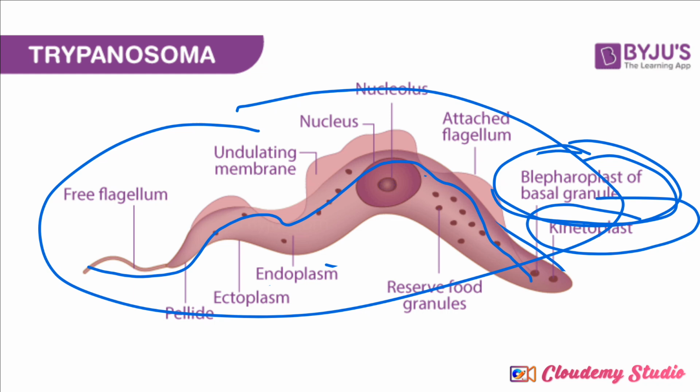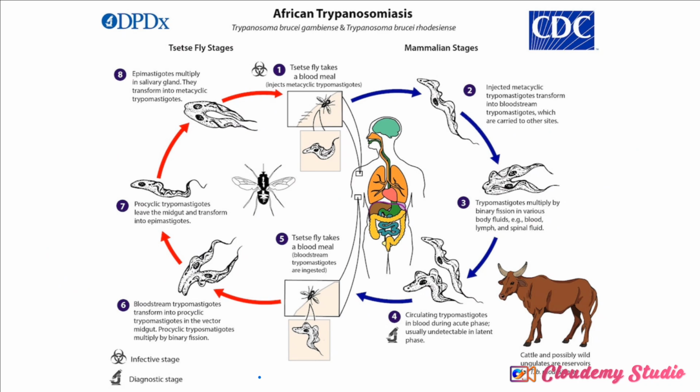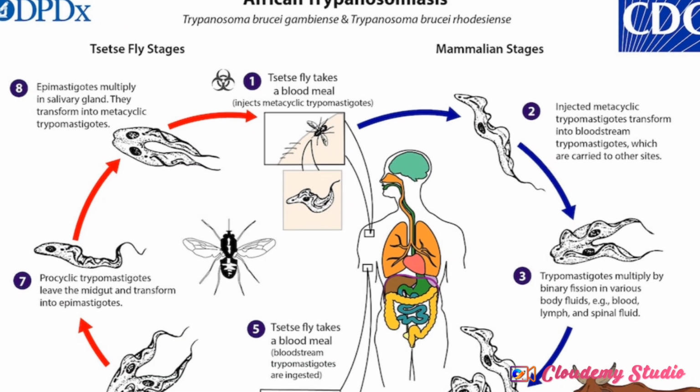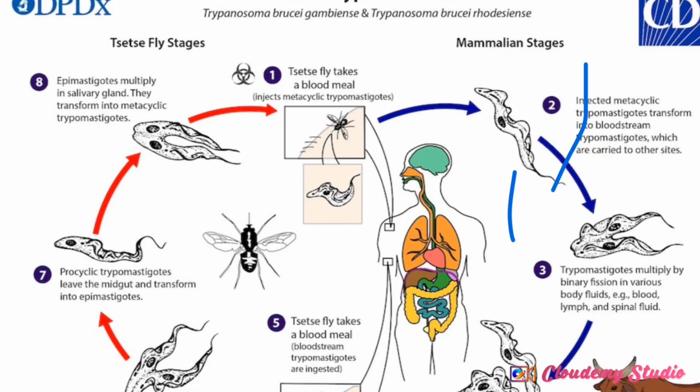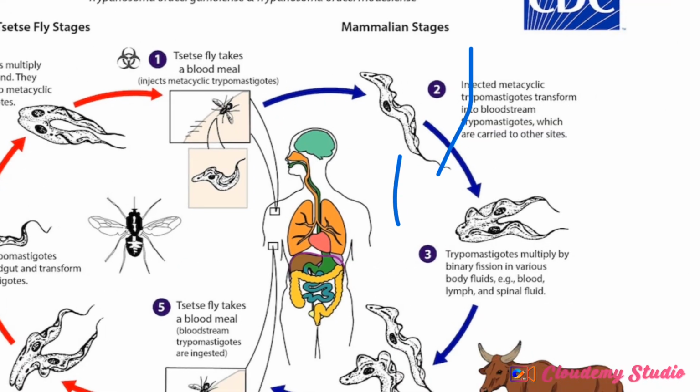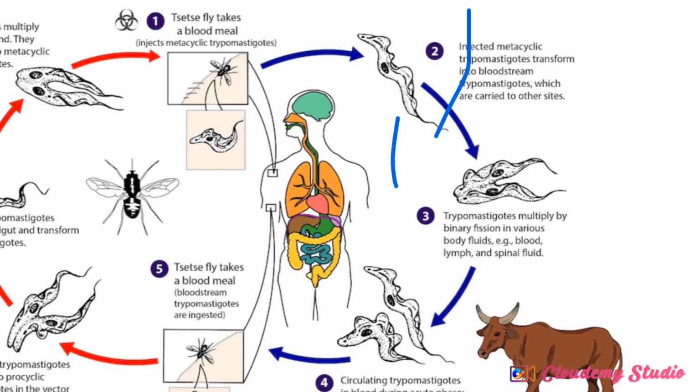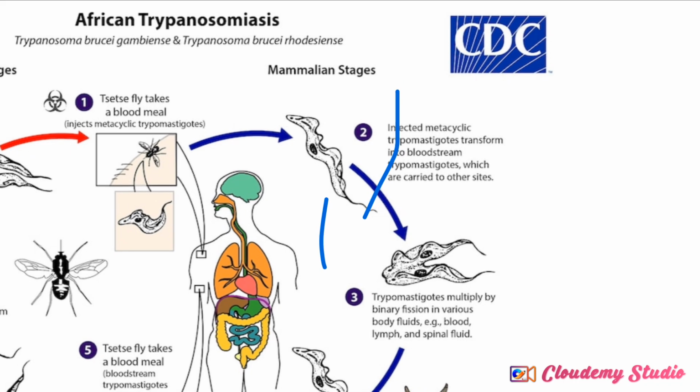Now, they exist in two hosts, like I said. And this is their life cycle. Look at their life cycle. The tsetse fly bites man. Can you see? The tsetse bites man, and the infected metacyclic trypanosome forms transfer into the bloodstream, which carries them to other sites.